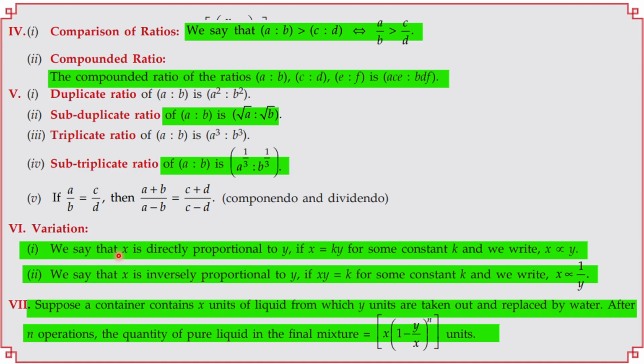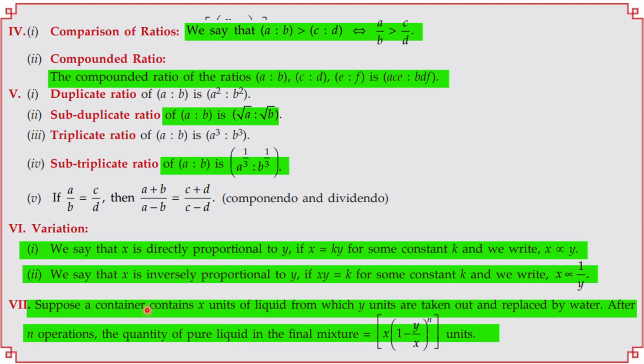Variation. We say that x is directly proportional to y if x equals ky for some constant k, and we write x is proportional to y. We say that x is inversely proportional to y if xy equals k for some constant k, and we write x is proportional to 1 by y.